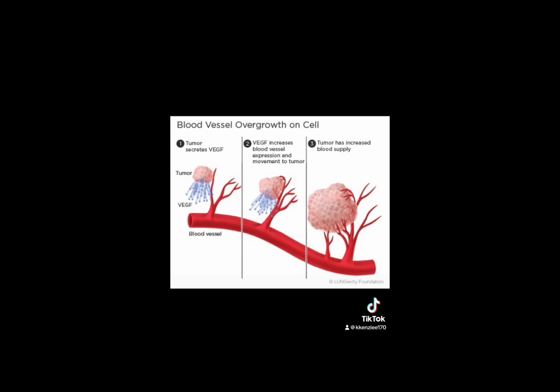One medication used to treat lung cancer is angiogenesis inhibitors. These stop the formation of new blood vessels. Tumors need new blood vessels to grow. One example of these medications is Avastin. This is used in combination with chemotherapy or immunotherapy.